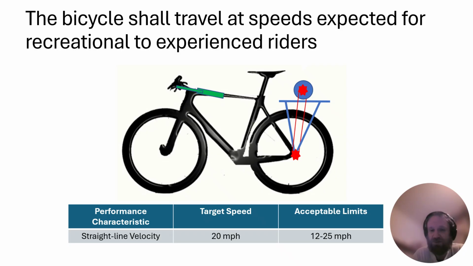And then also based upon conversation with stakeholders as well as review of what is the common speed for different bike riders, we can determine that this is an acceptable limit for our autonomous bicycle.